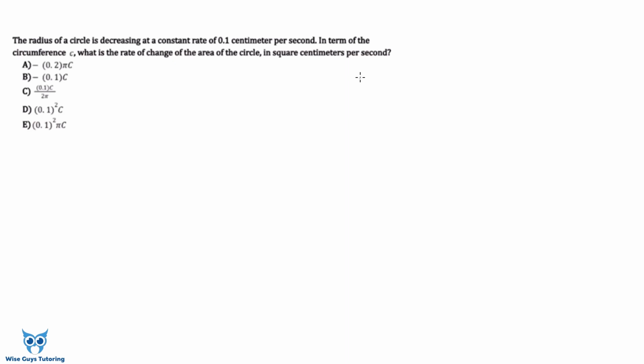So it says the radius of the circle is decreasing at a constant rate of 0.1 centimeters per second. That means it's the change of the radius per change in time, right? It's centimeters per second. And they tell me it's decreasing, so I know it's going to be a negative change. And it's a constant rate of 0.1. So here you go. Now I know that dr over dt is minus 0.1. The rate of change of the radius, in centimeters per second, is decreasing by 0.1.